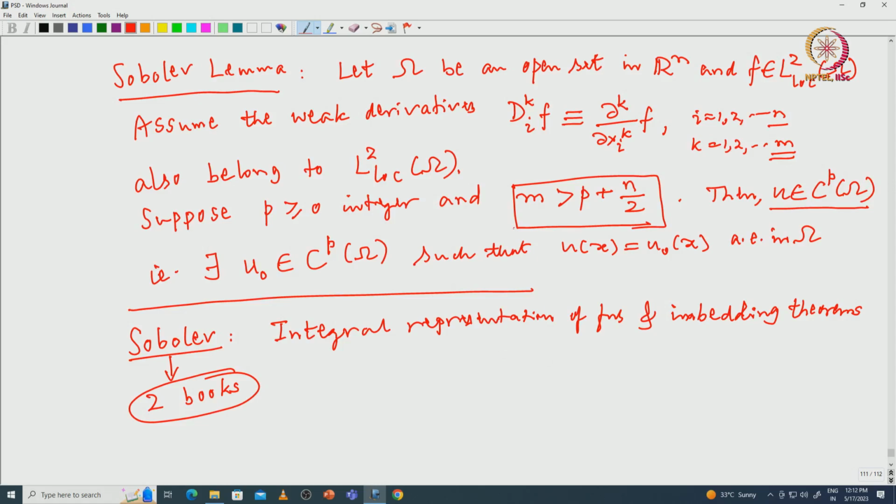But here we are not using the mixed derivatives. These are all pure derivatives only with respect to the variable i, i equal to 1 to n. So we are not using, for example, del square del x_i del x_j with i different from j. That is interesting. This is in Rudin's book, Rudin's functional analysis.